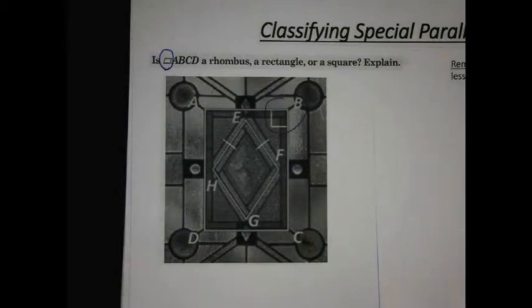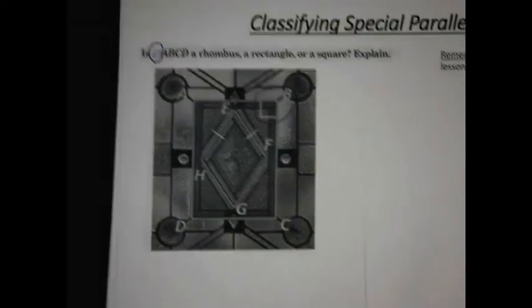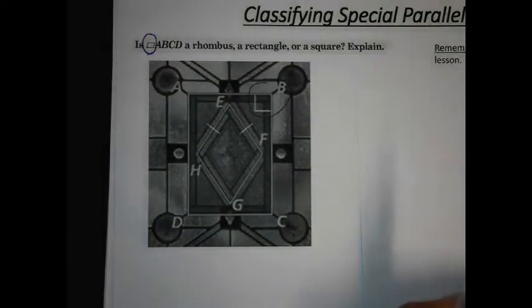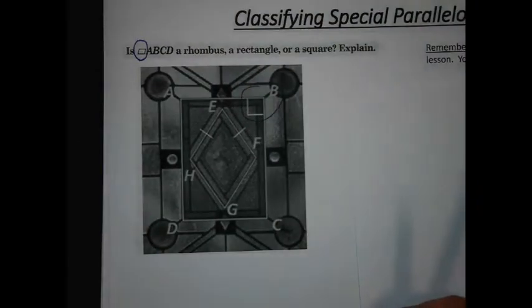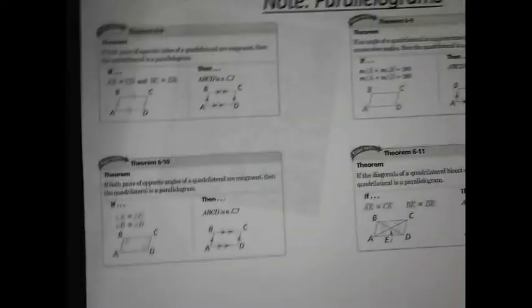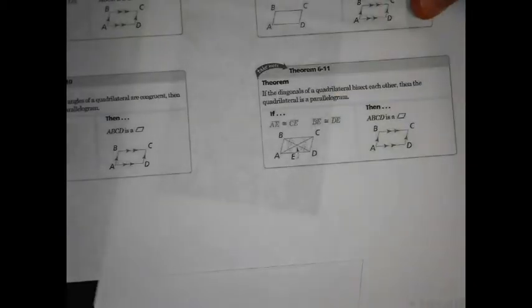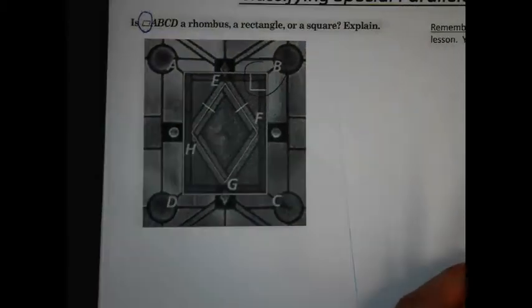Because what do we know about parallelograms? We have a whole list of things that we know about parallelograms. We know that opposite sides are congruent. We know that opposite angles are congruent. We know that consecutive angles are supplementary. And we know that the diagonals bisect each other. We know all this old stuff about parallelograms that we can apply here.